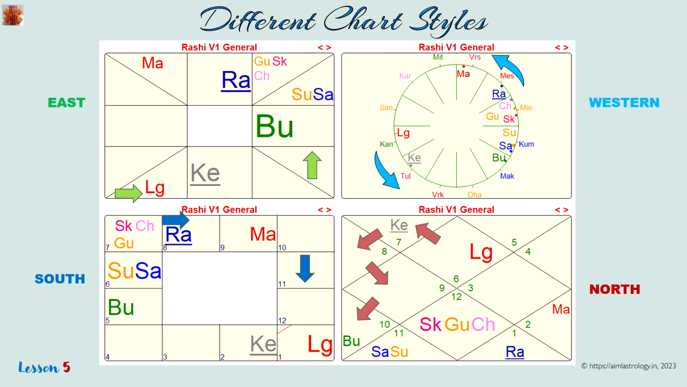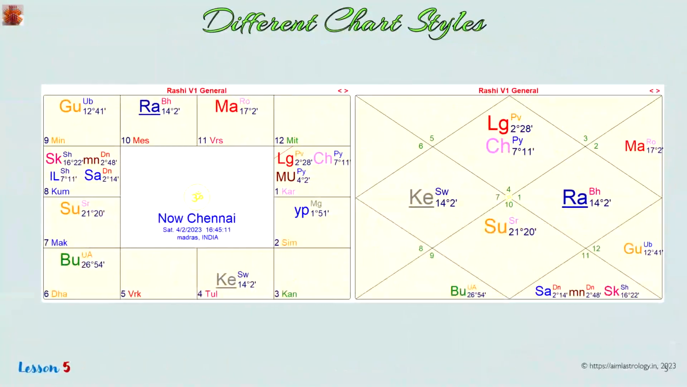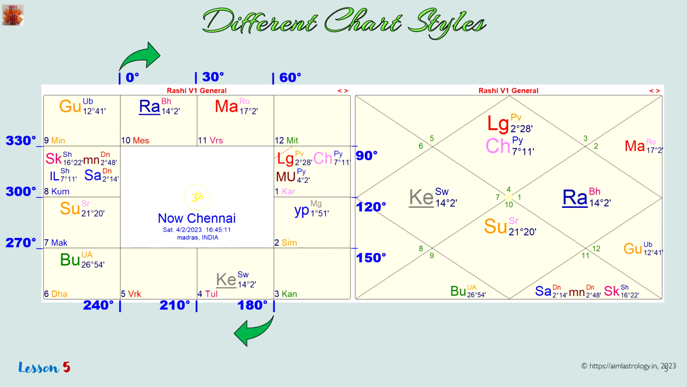Let us get to know more about the ones that we are going to use in our exercise. In this chart, I have shown you both south as well as north style charts. If you take the south style chart, the 0 degree of our measurement starts with Mesha Rasi, then it moves towards the right. Each Rashi consists of 30 degrees, so you will have a 30-degree boundary. If you have Mars here at 17 degrees, it means 17 plus 30, which is 47 degrees.